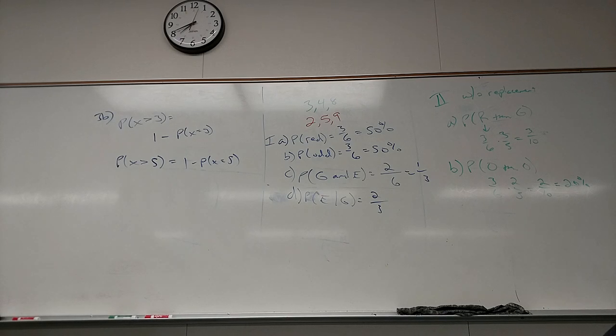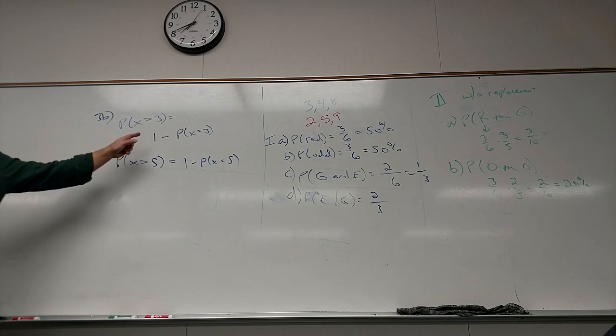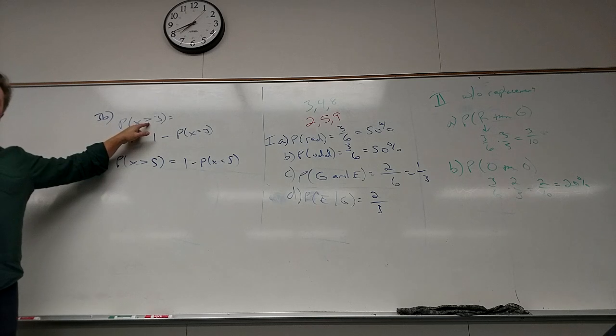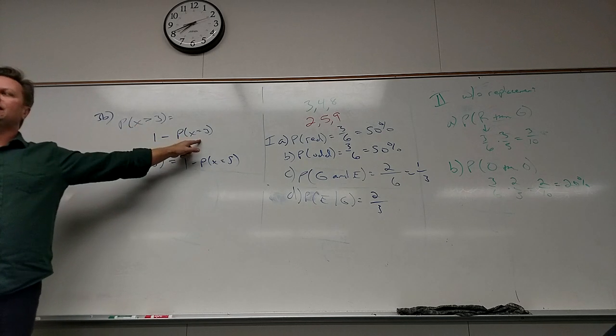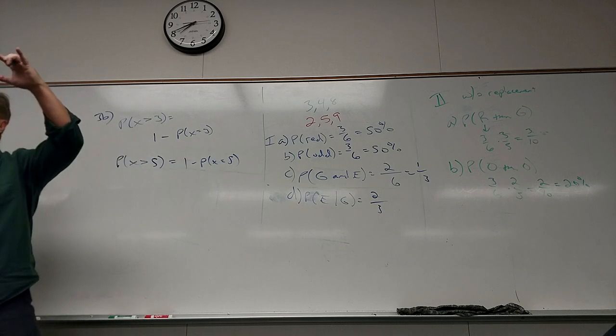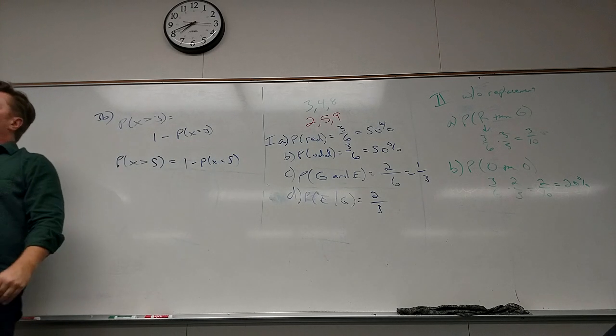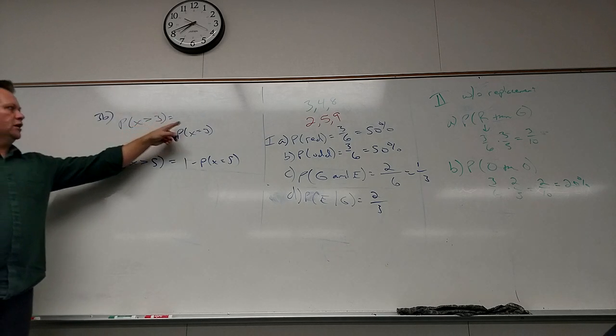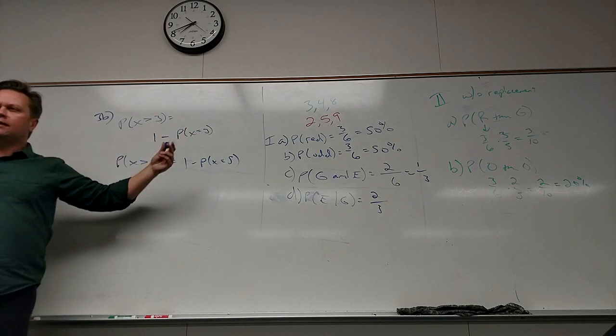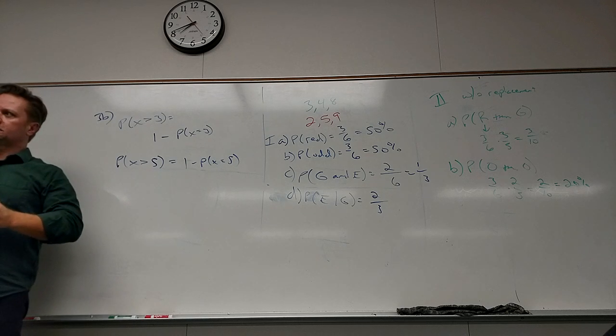So the idea is, if I have a question that has more work involved, I could do 1 minus the opposite of that question. 1 minus what it leaves out. Because all the probabilities add to 1. Let that make sense. I'm not saying whatever number you see there, just do 1 minus it. That doesn't make any sense. That's not the idea.